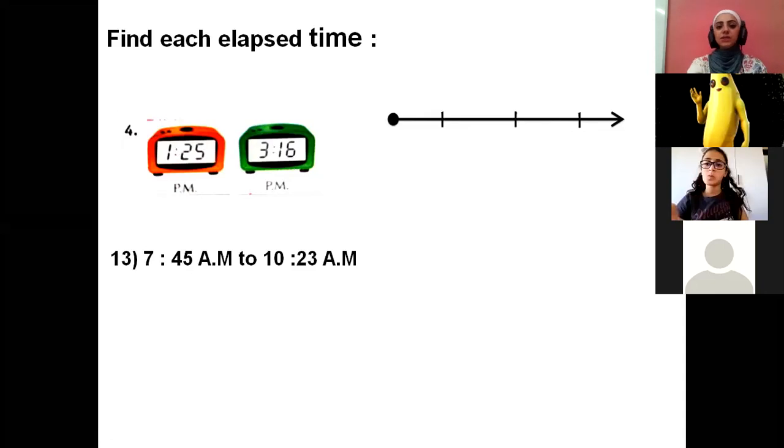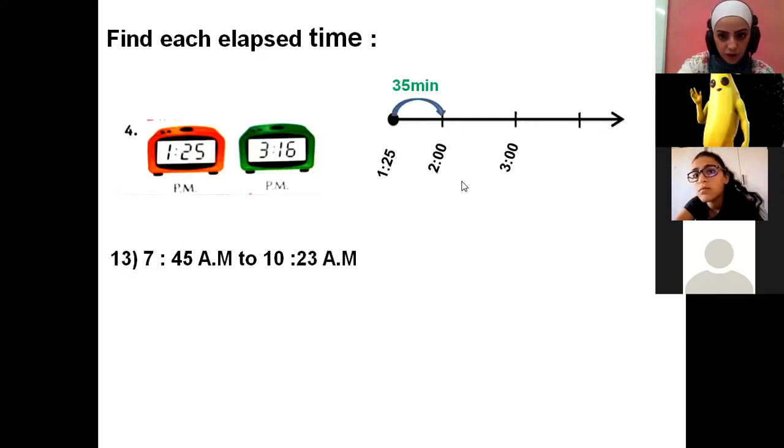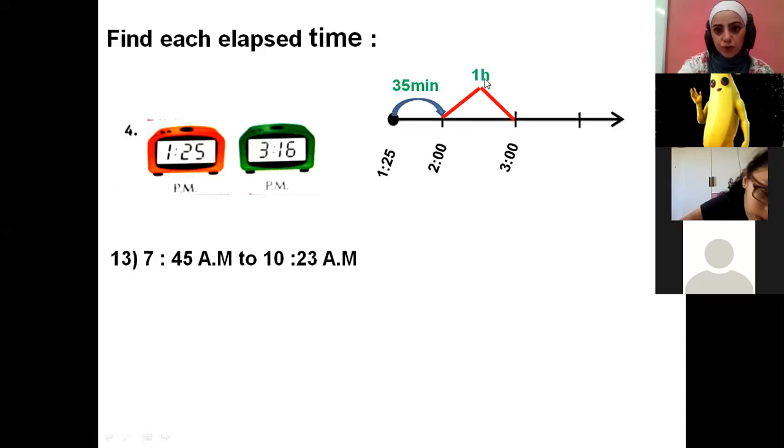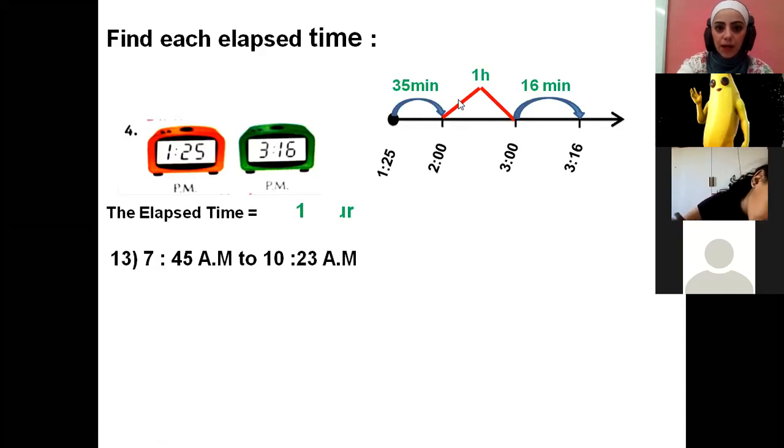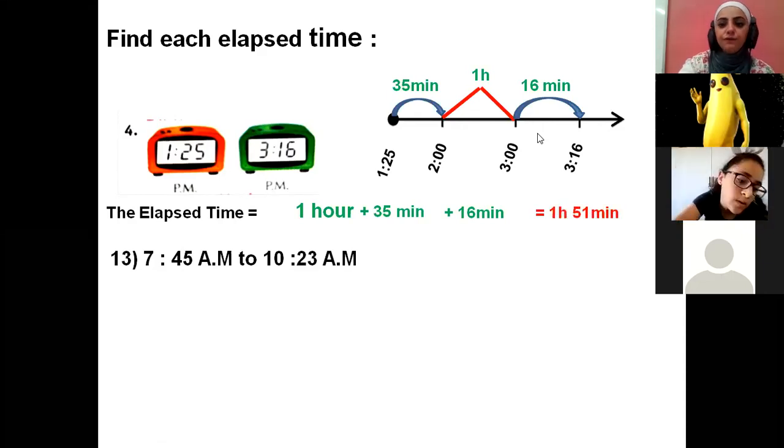Yes, excellent. But if you use the number line, by the way, I prefer using the number line when you don't have a long duration. You started at 1:25. We need to make it a whole hour, until 2. From 1:25 up to 2, we have 35 minutes. 2 to 3, there's an hour. But after 3, we have 16 minutes more. So 3 to 3:16 is 16 minutes. So in total, we have 1 hour and 35 minutes and 16 minutes, altogether 1 hour and 51 minutes. Excellent. Thank you, Amir.